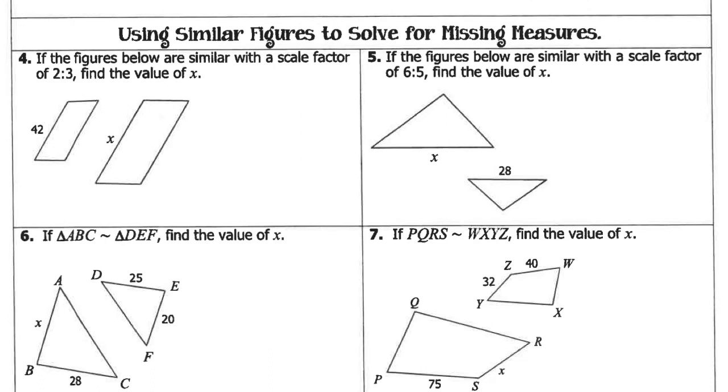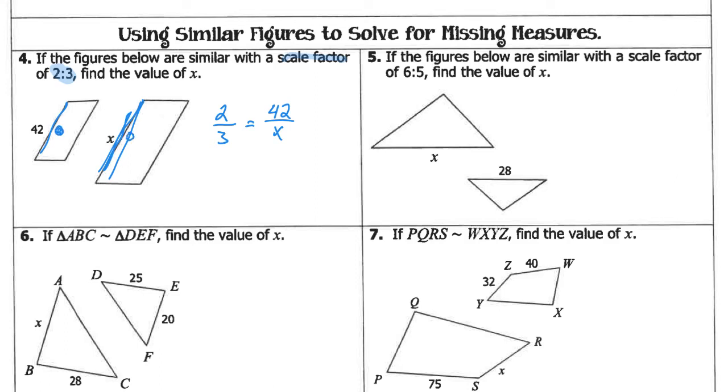Now, using similar figures to solve for missing measures. In number 4, the figures below are similar and have a scale factor of 2 to 3, and we need to find the value of x. This 2 to 3 is going to give you your ratio that you set equal to the ratio of the sides in the other two parts. So we're going to have 42 going with x. The order is really important. The 2 is smaller than the 3, right?